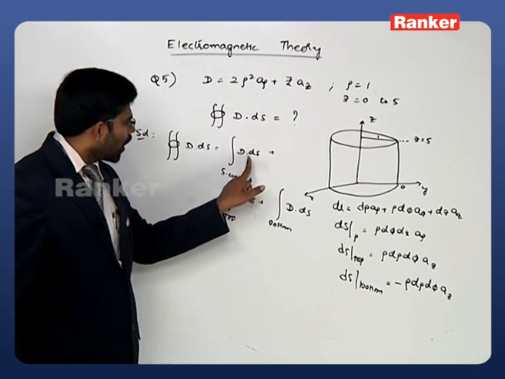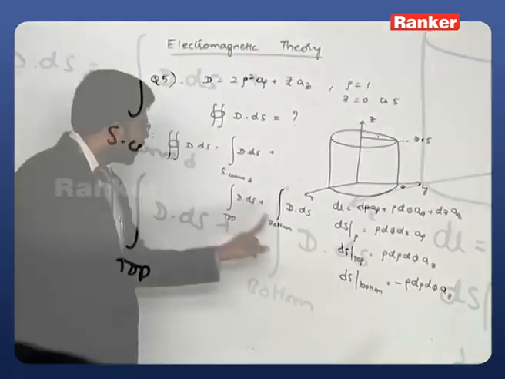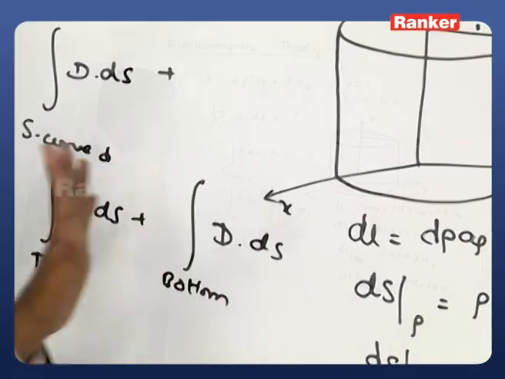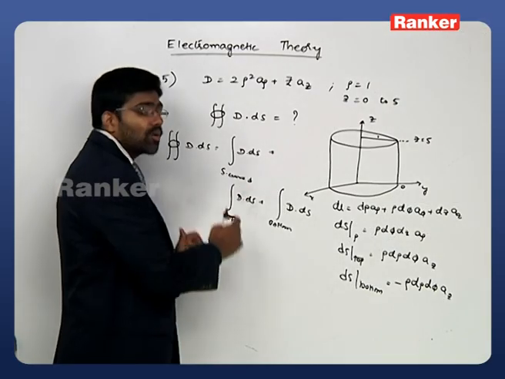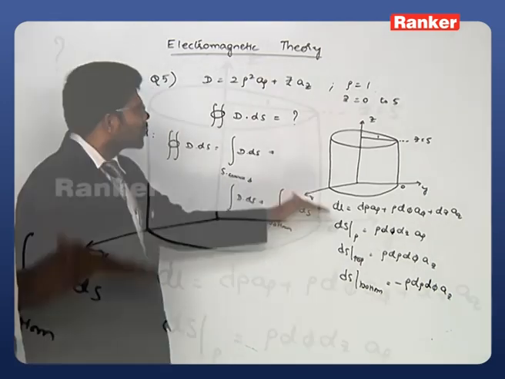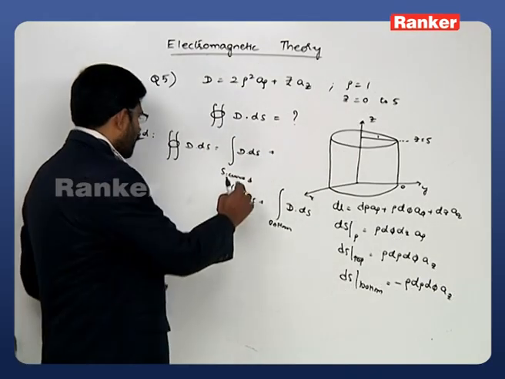So D dot this dS we need to consider for the curved surface. D dot this dS we need to substitute here. And while integrating, we need to take a double integral, since it is a surface integral. The double integral with the values given in our problem will give you the answer. We will solve that one by one.